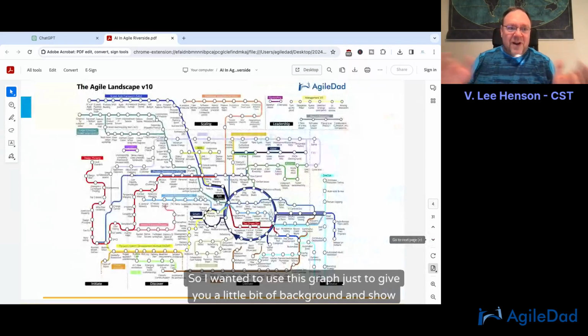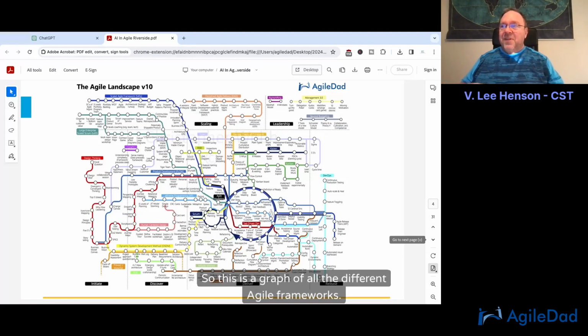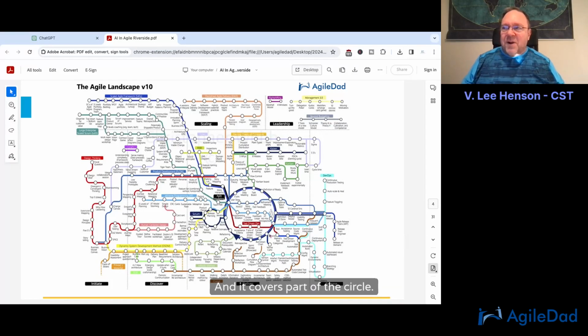So I wanted to use this graph just to give you a little bit of background and show you where we're starting and what problem we're trying to solve. So this is a graph of all the different Agile frameworks. This has everything from Scrum as a central hub right here. So I'm going to look away for a second to show you right here. And it covers part of this circle.